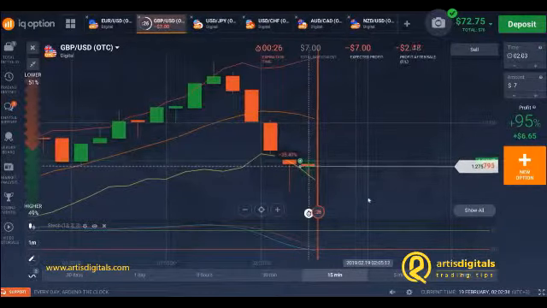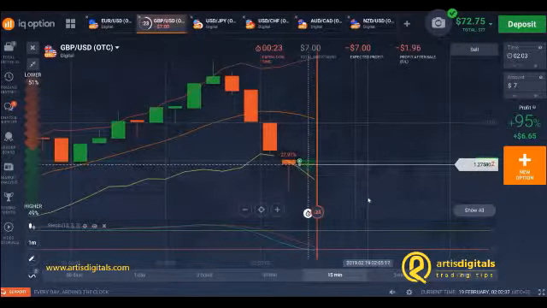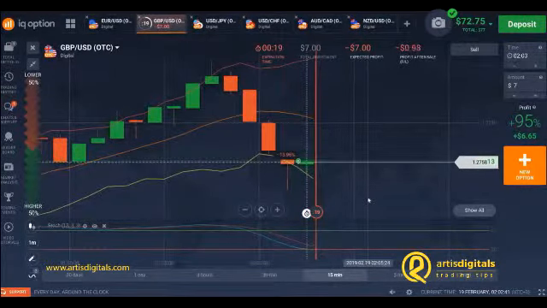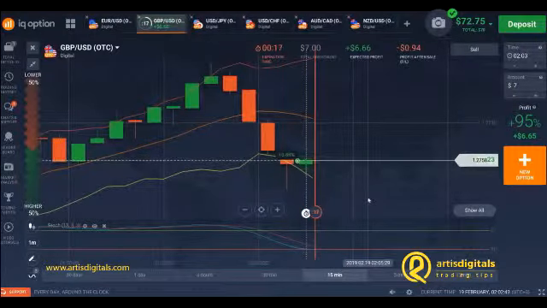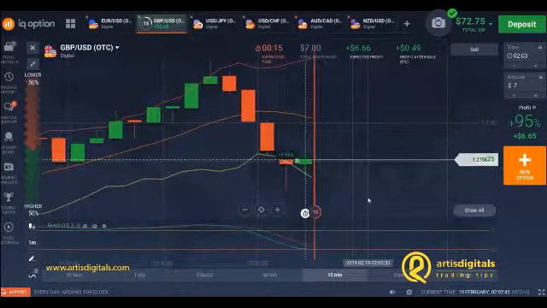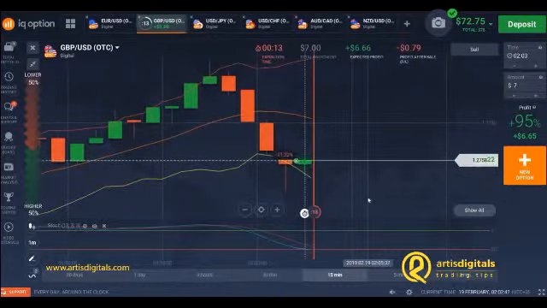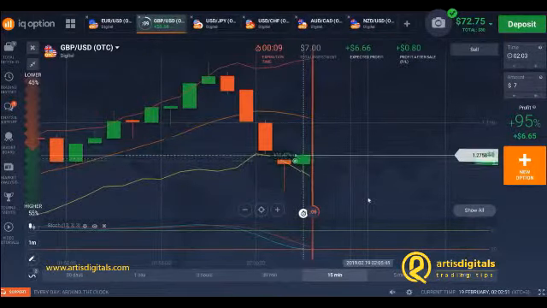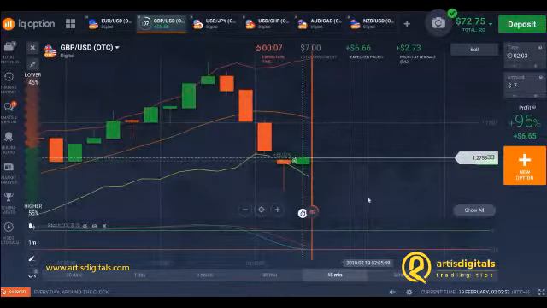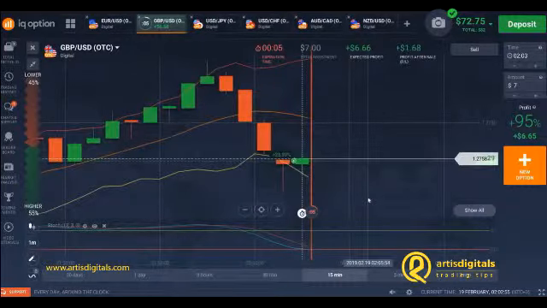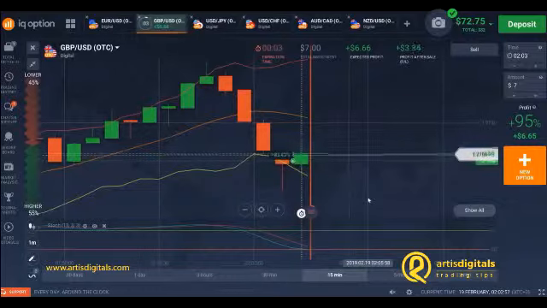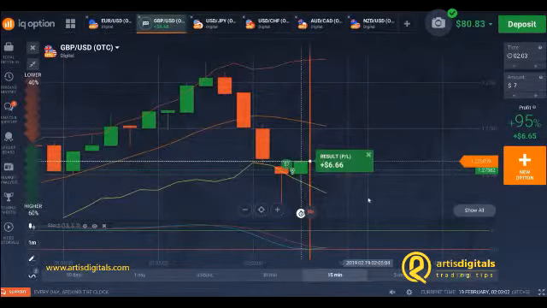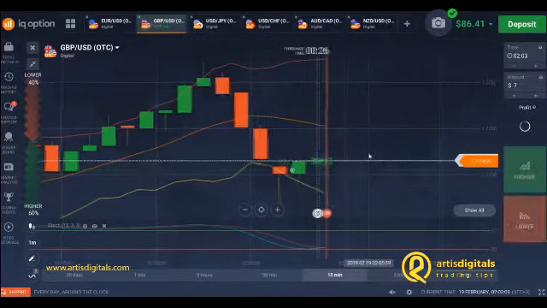So we see GBP USD. We had the chance to make another trade at GBP USD for the new perfect hammer that formed, but we didn't.